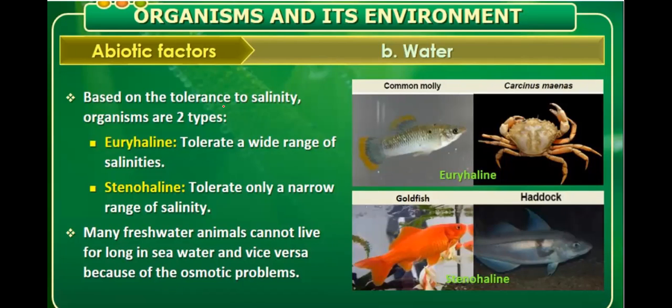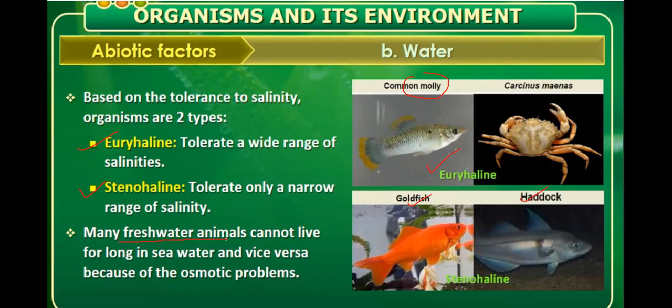Based on the tolerance to salinity, organisms are of two types: euryhaline, which can tolerate a wide range of salinity, and stenohaline, which tolerate only a narrow range of salinity. Like Mytilus edulis and Carcinus maenas, they are euryhaline, meaning they can tolerate a wide range of salinity. Stenohaline means tolerating only a narrow range of salinity, like goldfish and haddock.